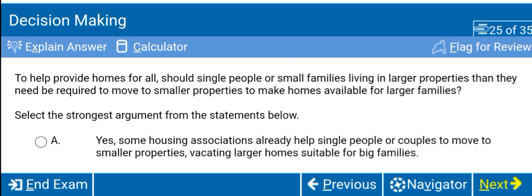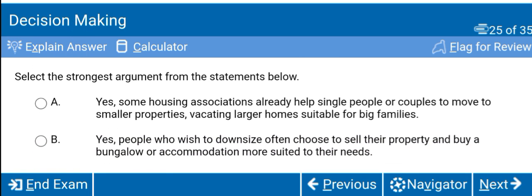Next we have question number 25, which says: to help provide homes for all, should single people or small families living in larger properties than they need be required to move to smaller properties to make homes available for larger families? Select the strongest argument from the statements below. Option A: yes, some housing associations already help single people or couples to move to smaller properties, vacating larger homes suitable for big families.